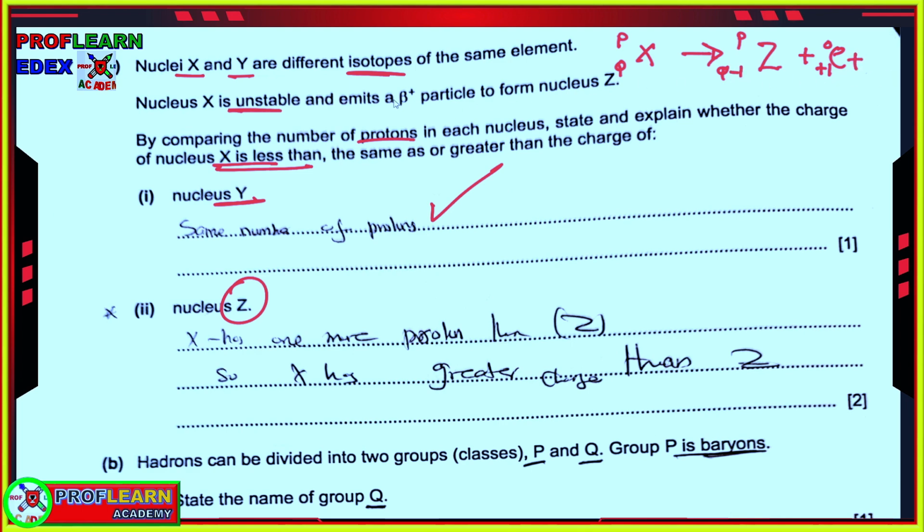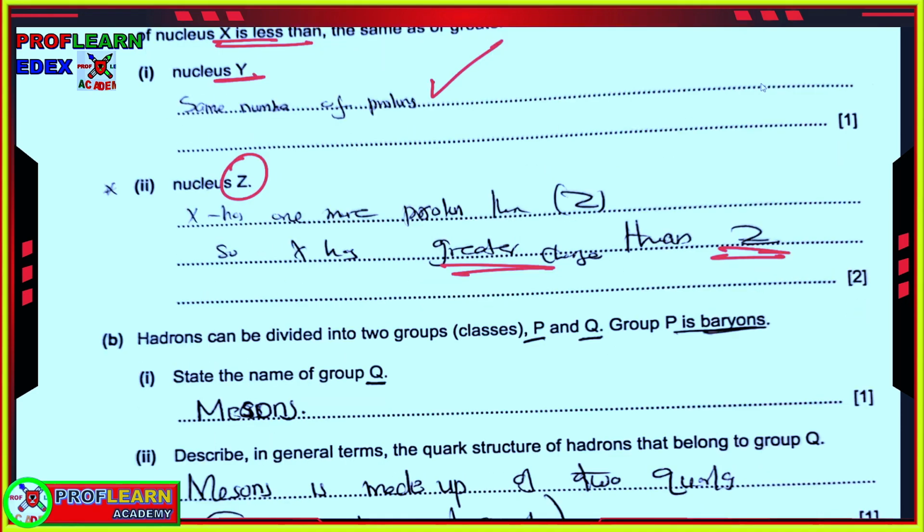But remember, for beta plus decay, we are going to have a neutrino being emitted, and the neutrino has mass number 0 and the charge being 0. So the Z that we are forming here has one proton less. X has one more proton than Z, or Z has one proton less. So X has a greater charge than Z because X has more protons than Z. So that's why we are going to look at that.